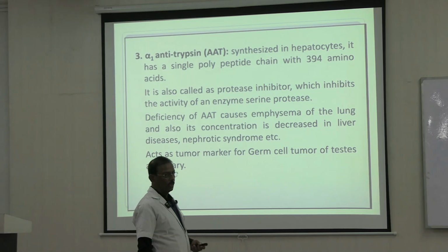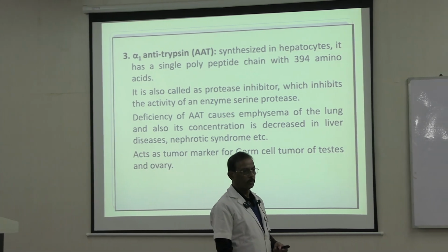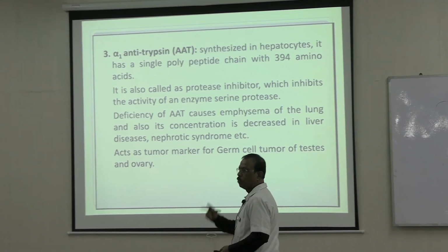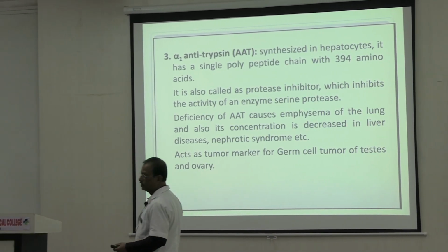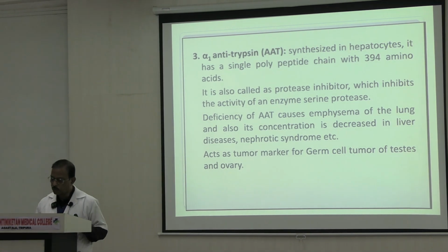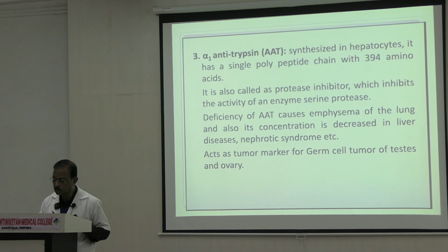Now, in smokers, what happened? There is a methionine moiety at the 358 position of the alpha 1 antitrypsin. Let me see the exact position.